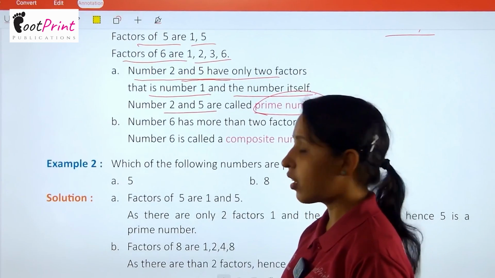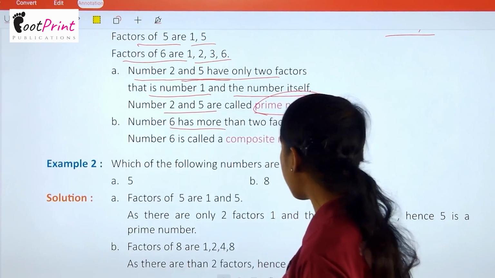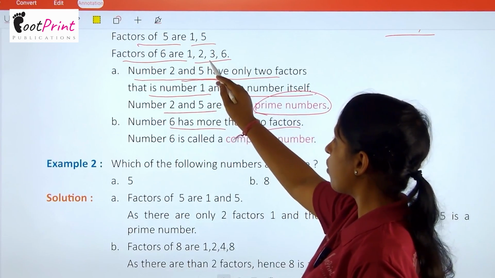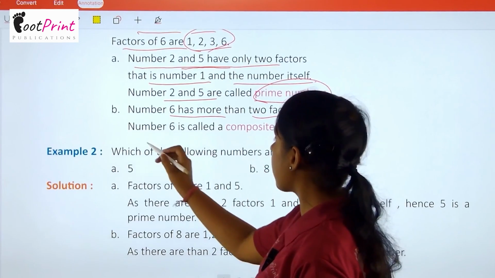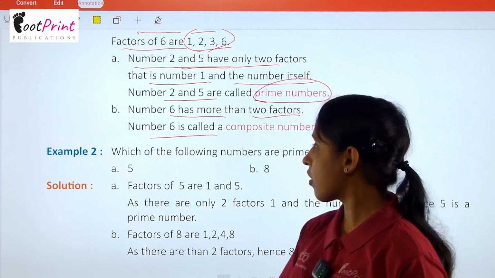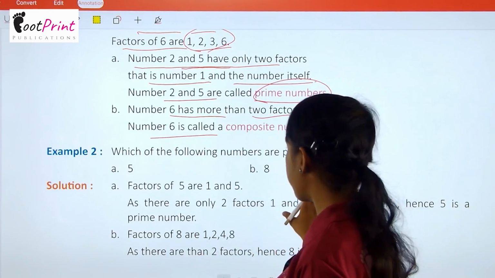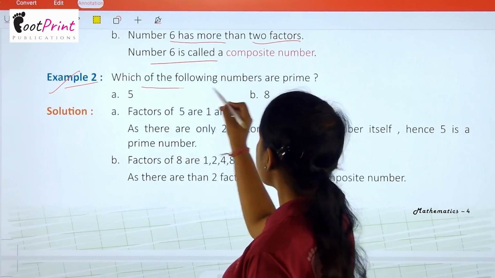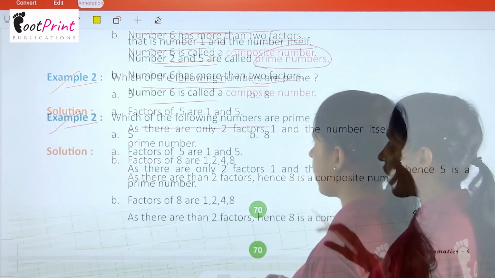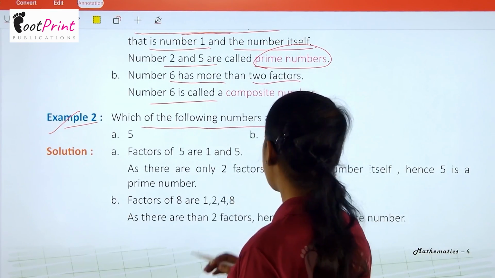Now move to the next. Number 6 has more than 2 factors, that is 1, 2, 3 and 6. Total 4 factors are there. It means we can say that number 6 is called a composite number. Okay. Now we can solve example number 2. Which of the following numbers are prime? Here we have to find out which number is prime.